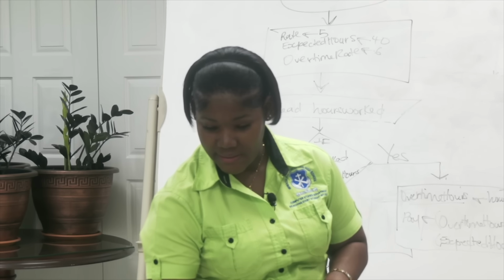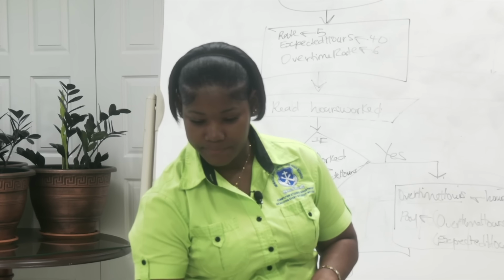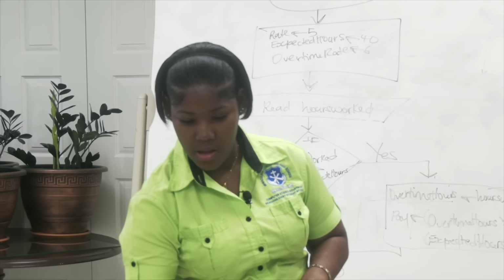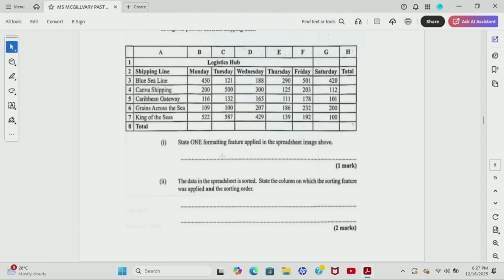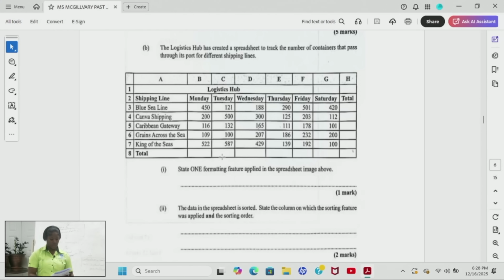All right, so let's move on to a spreadsheet question. The logistics hub has created a spreadsheet to track the number of containers that pass through its port for different shipping lines. So again, you look at your spreadsheet, just like how you look at your database tables, and you try to understand the data that is presented to you. So in this case, this is a logistics hub, right? So you have different shipping lines, and they seem to ship from Mondays to Saturday, and a fee is charged.